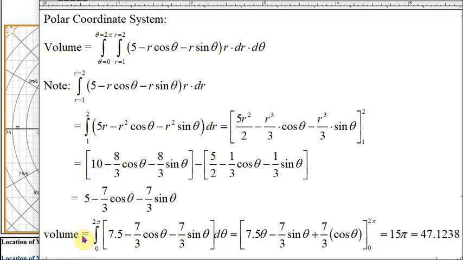And so the volume of the solid will be the integral from 0 to 2 pi of the expression 5 minus 7/3 cosine theta minus 7/3 sine of theta. And then evaluating, recall that the integral for cosine of theta is sine of theta, and the integral for sine of theta is negative cosine of theta. So we end up with this, and then evaluating from 0 to 2 pi, we get 15 pi, which is 47.1238.